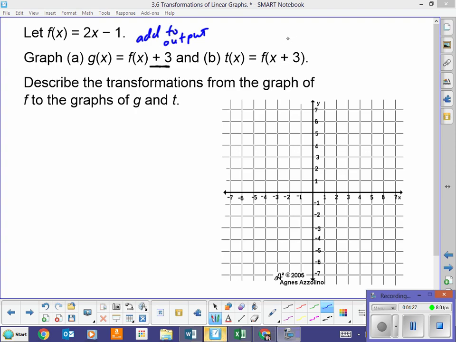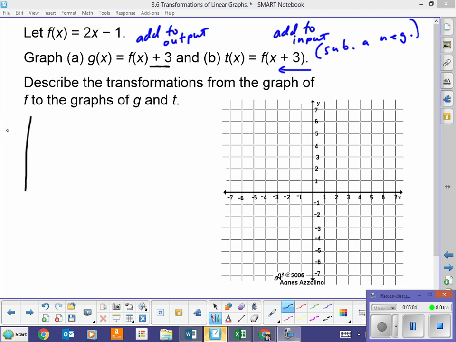And in this one, we're adding to the input, which is really subtracting a negative number. So subtracting a negative number, adding to the input, means this is actually going to shift to the left. It seems like plus 3 should go to the right, but it's the opposite when we're dealing with this. It's going to horizontally translate to the left 3 spaces. Let's take a look at why that happens.